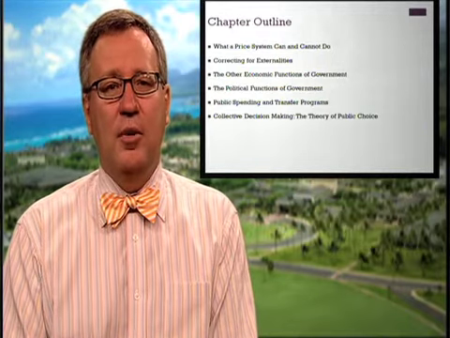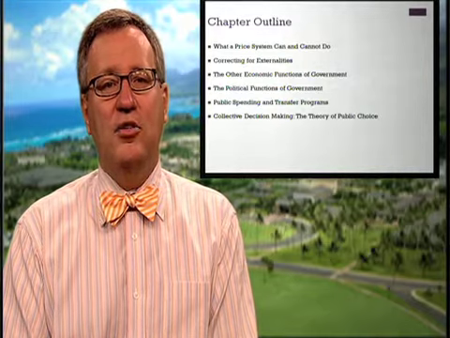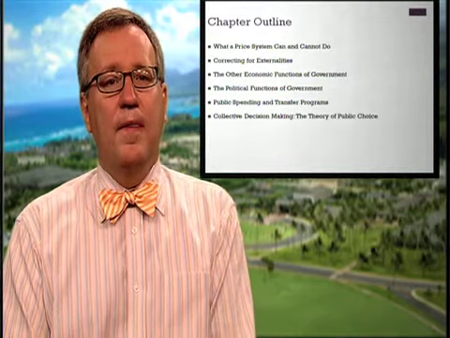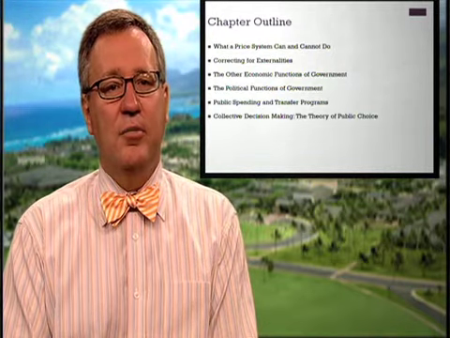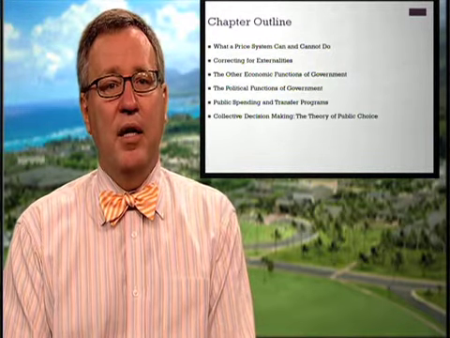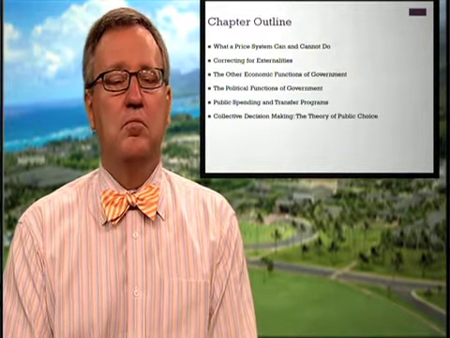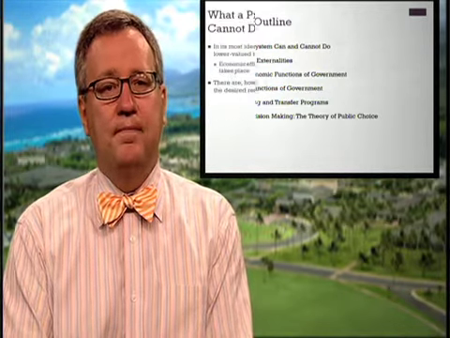So let's go through a chapter outline and just identify what things we're going to hit today and what things you're going to need to make sure that you understand. First thing is what a price system can and cannot do. The second one is correcting for externalities. Third, the other economic functions of government. Fourth, the political functions of government. Fifth, public spending and transfer programs. And sixth, collective decision making, the act of voting, the theory of public choice. So let's get into it.